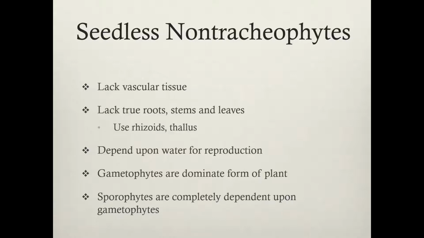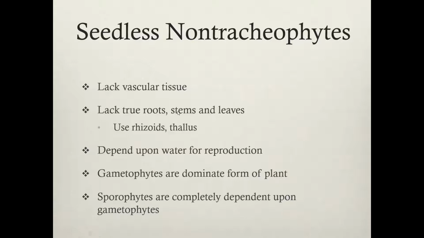One, they lack vascular tissue. That's actually where this name is coming from. Non meaning doesn't have it, and tracheo, just like your trachea in your throat, means tube. So nontracheophytes are things that don't produce a tube or vascular tissue. So these do not produce xylem and phloem.